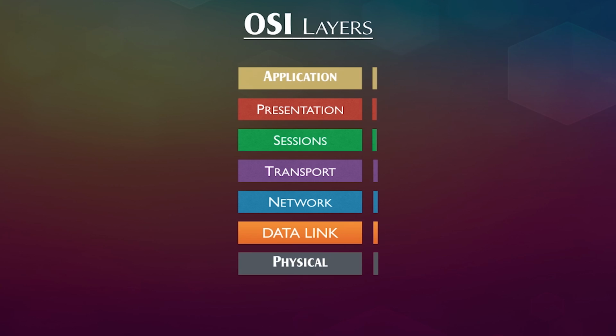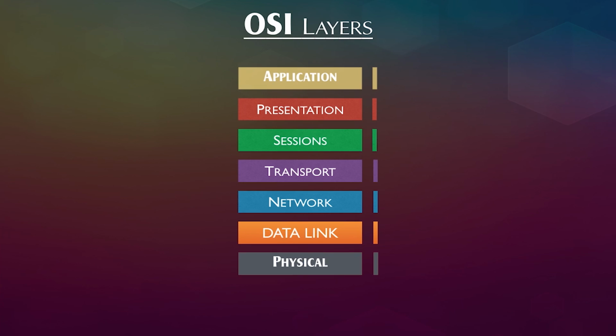Now the OSI reference model consists of 7 layers called the OSI layers. That is the application layer, presentation, session layer, transport, network, data link and physical layer. Now we'll go through each one of them and we'll also understand various protocols and the state of your data in that particular layer of the OSI reference model.